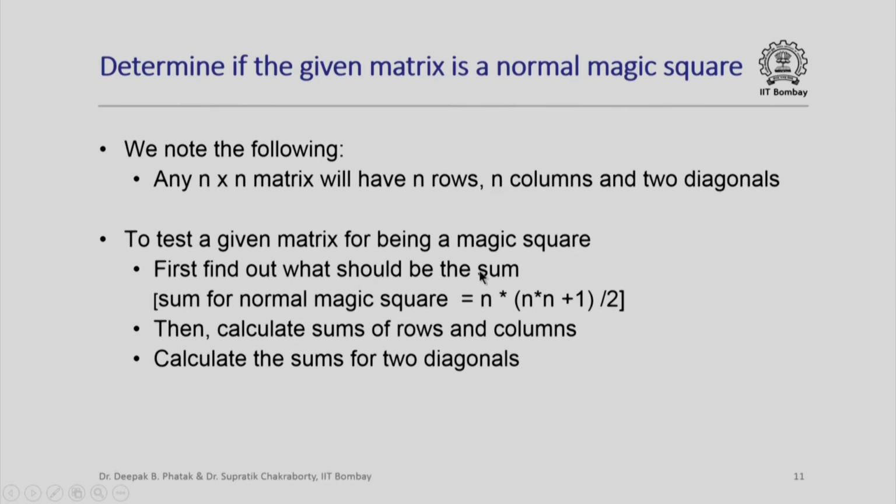We have not commented on this, but it so happens that for a normal magic square of the size n by n, the sum of each row, column and diagonal is n into n star n plus 1 divided by 2. So, if any sum is not equal to this, then this square is not a magic square. So, you calculate sums of rows and columns, calculate the sums of 2 diagonals, compare each with this value. If it is same, good, the square is a magic square, otherwise not.